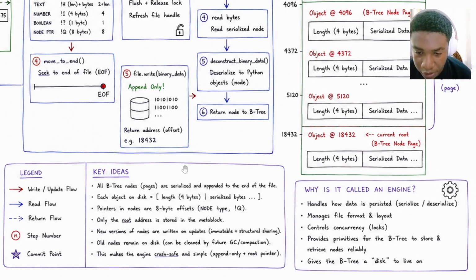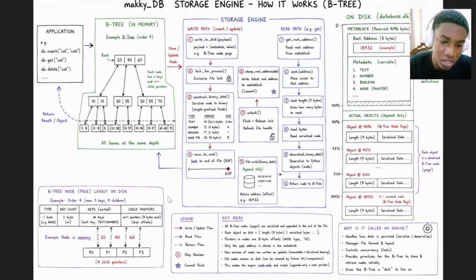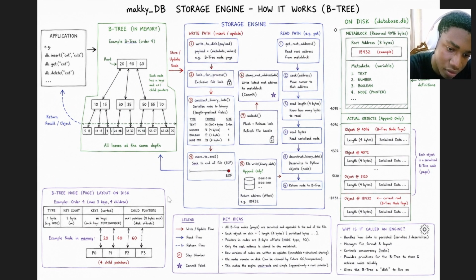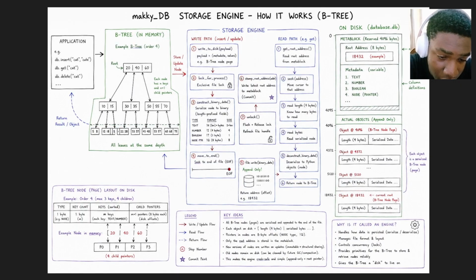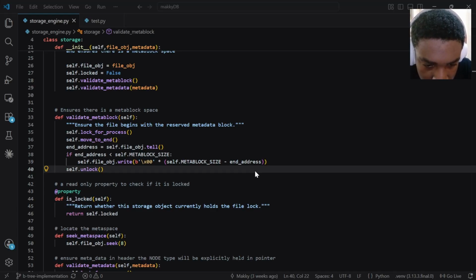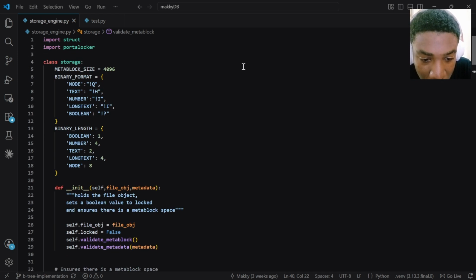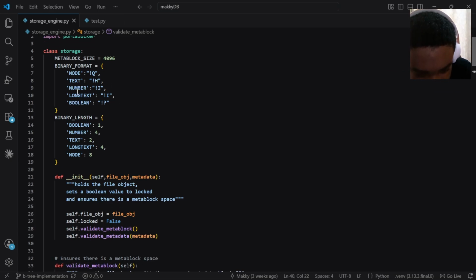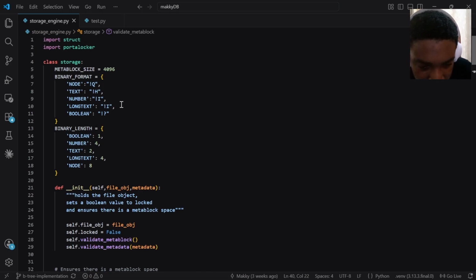And this is the actual code. Here, this is the meta block size. I allocated 4096 bytes. Then these are the binary formats, so that I can tell Struct how to serialize the bytes. Then this is the binary length, to say how many bytes to read. Then this is what happens when we initialize the storage.